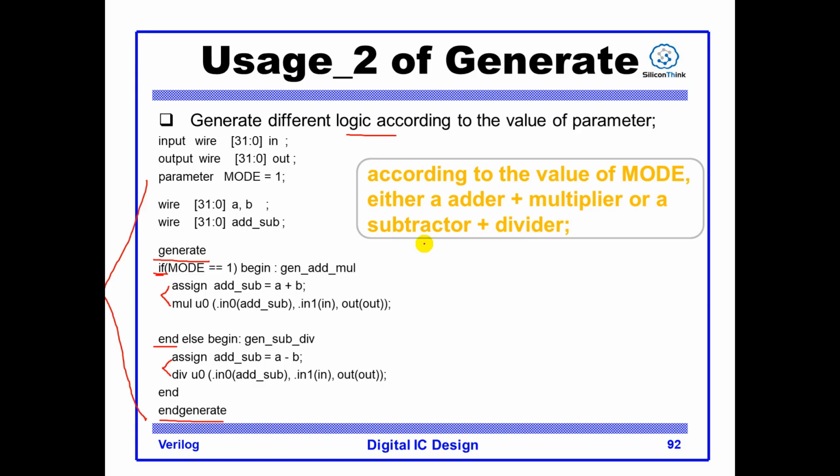This is done at RTL compile time, not at runtime. So when you synthesize this code, there will only be either an adder and a multiplier or a subtractor with a divider, not both. Okay.